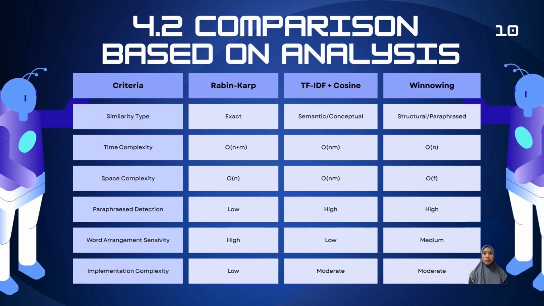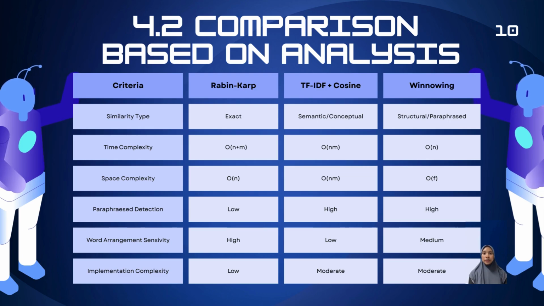Now, let's move to the comparison based on the analysis for Rabin-Karp, TF-IDF with cosine similarity, and winnowing algorithm. A comparison table clearly outlines these differences to guide the selection of the right algorithm based on institutional or project needs. This part of the discussion presents a comparative analysis based on 5 criteria: similarity type, time and space complexity, reliability in detecting paraphrasing, sensitivity to word arrangement, and the ease of implementation.